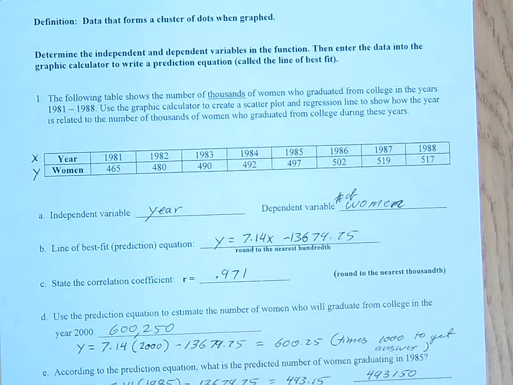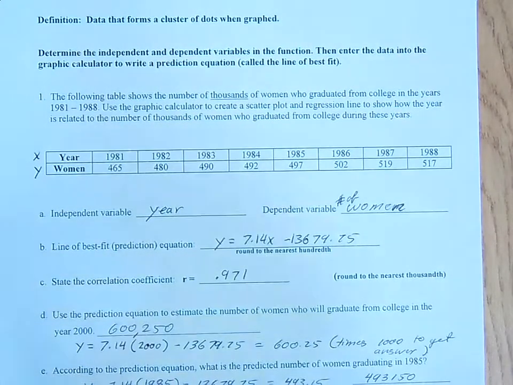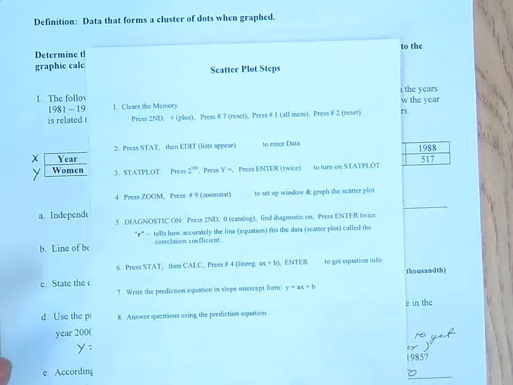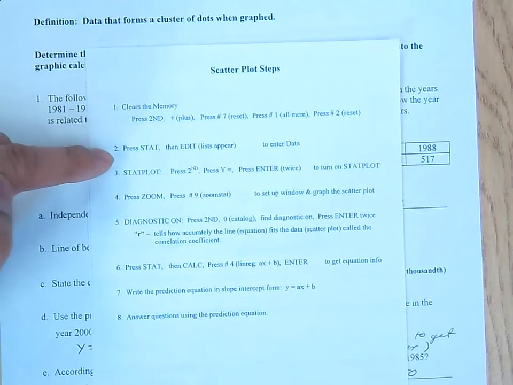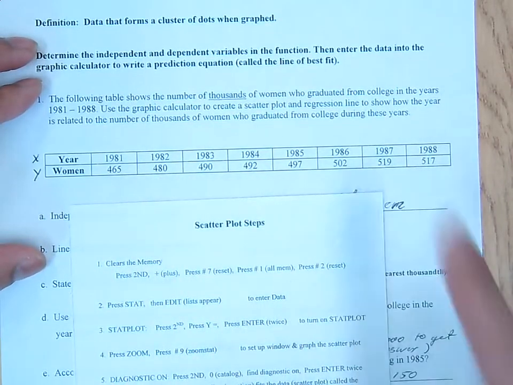Okay, now the best fit prediction equation came out with this, and the correlation coefficient is this. So how did we come up with this equation? We had nothing to begin with. We came up with a scatter plot. First of all, you will need to download this particular thing. I will give you a copy of the scatter plot steps. The first thing it tells us is to clear the memory. Then we go to stat and edit, and we enter in all these points right here. Okay, so I did that.